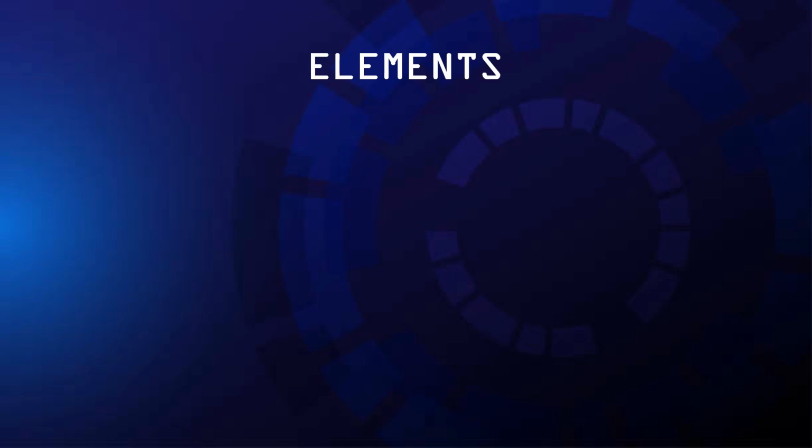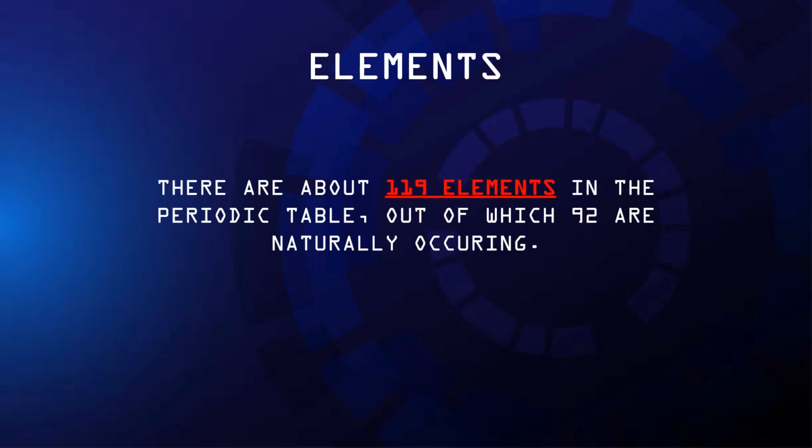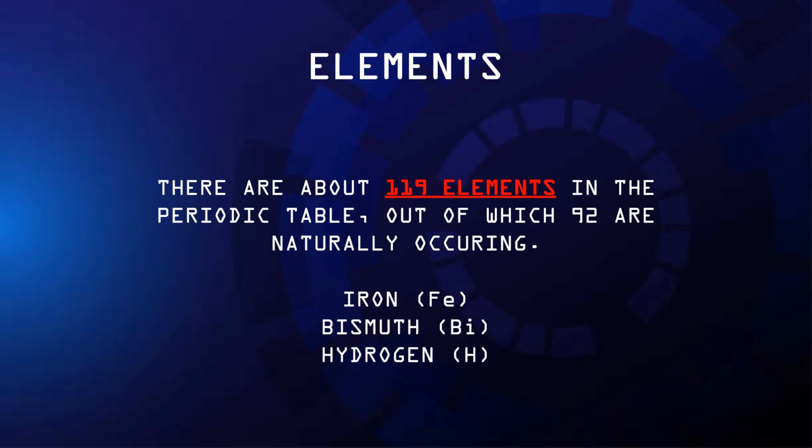Going with the basics: elements. Everyone knows what elements are. Even a school kid would give the right answer. There are about 119 elements in the periodic table, out of which 92 are naturally occurring. Of course, not all of them are available in good quantities. Many of them are so rare that they are available in very small quantities, which are not usable to man. Anyway, let's see some examples. We have iron, bismuth, hydrogen, lead, and others.